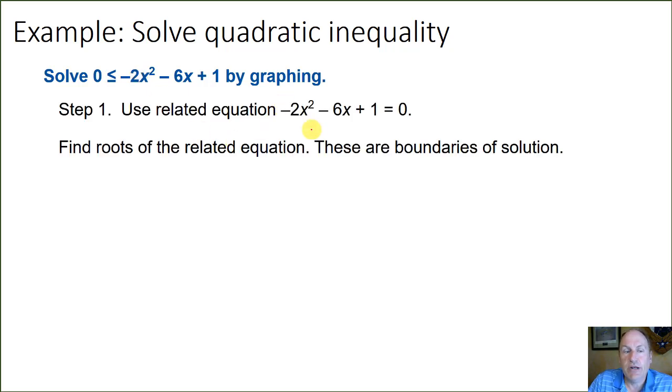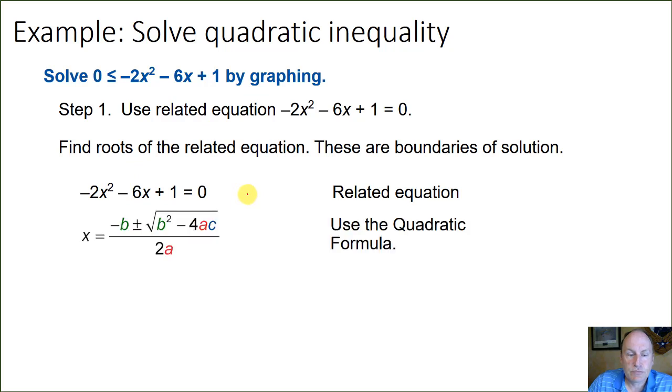So we're going to use the related equation, negative 2x squared minus 6x plus 1 equals 0. And we're going to find the roots or solutions to this related equation because these are going to be the boundaries on the number line that will divide it up into intervals that we have to test. And we know since it's a quadratic, there could be either 2, 1, or 0 solutions. Okay, so we're going to write that related equation.